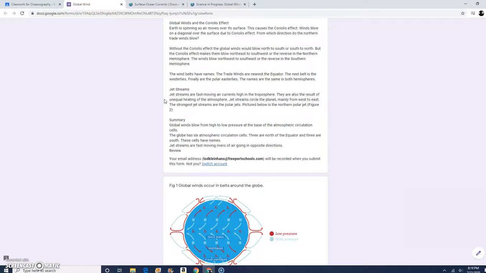The wind belts have names. The trade winds are nearest the equator. The next belt is called the westerlies, and finally the polar easterlies. The names are the same in both hemispheres.